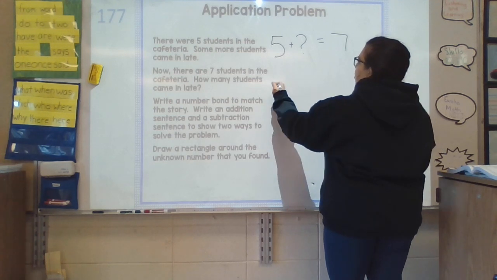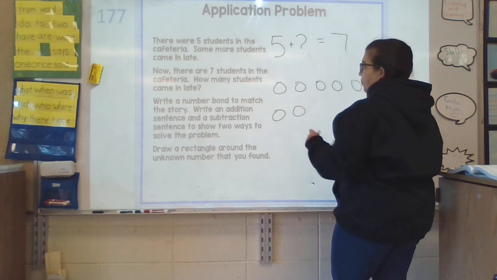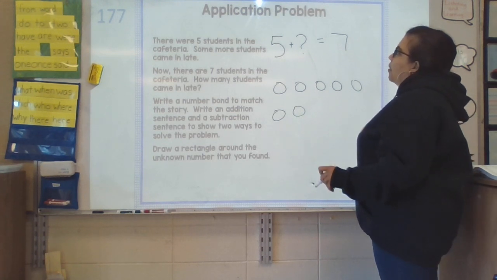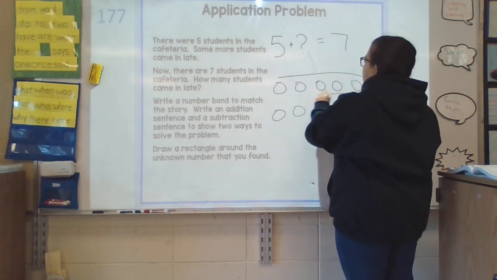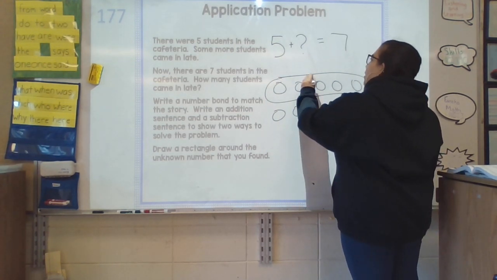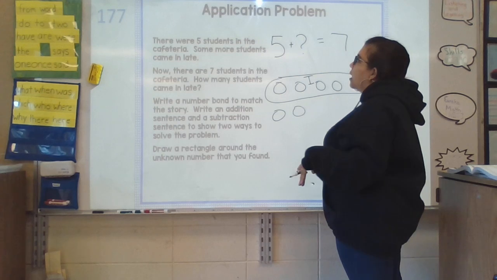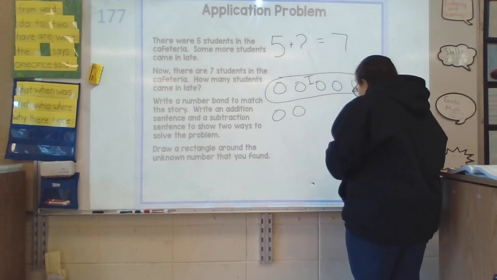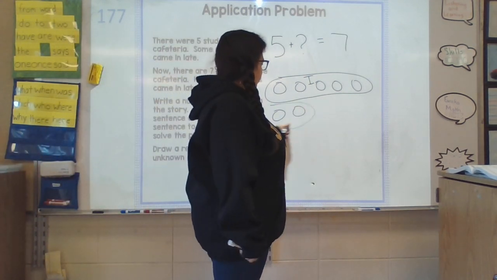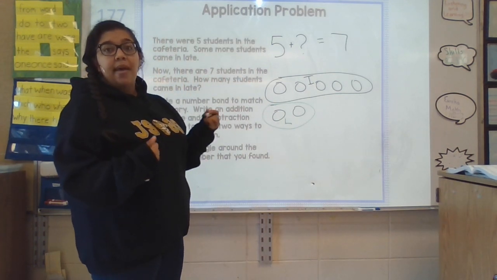Starting with our whole, 1, 2, 5, 6, 7. There's our whole in our picture. So let's group the 5 students together that were there. There were 5 students in the cafeteria. I, the letter I is the first letter of the word in. And then there were 2 that were late. Let's show our late students in a different group. The rest were late.